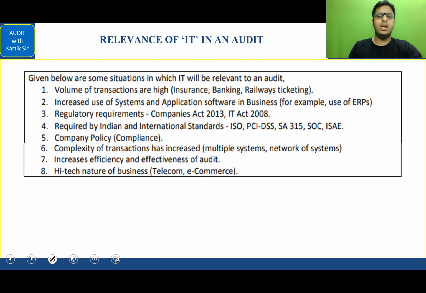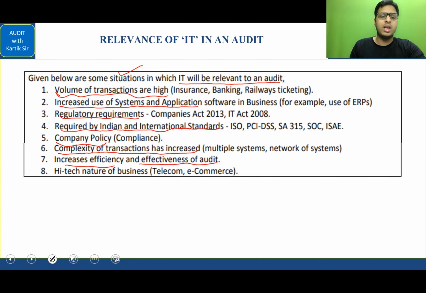Next is what are the situations in which IT will be relevant to an audit. Remember the IRCTC website we had done in a story flow, where the volume of transactions is high, increased use of systems and applications, regulatory requirements required by Indian and international standards should be complied with. We had done regulations and standards should be complied with. Then company policy should be followed, and then complexity of transactions has increased, which increases the efficiency and effectiveness of the audit. This has to be followed. And finally, the high-tech nature of the business, telecom, e-commerce. So we look at that and then see whether IT will be relevant to an audit.